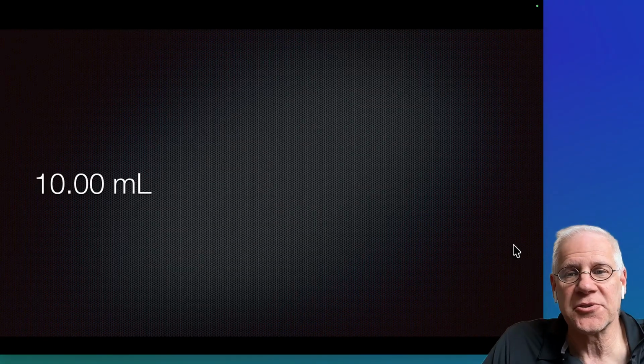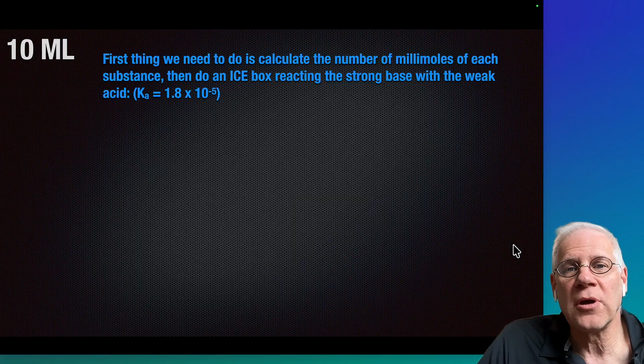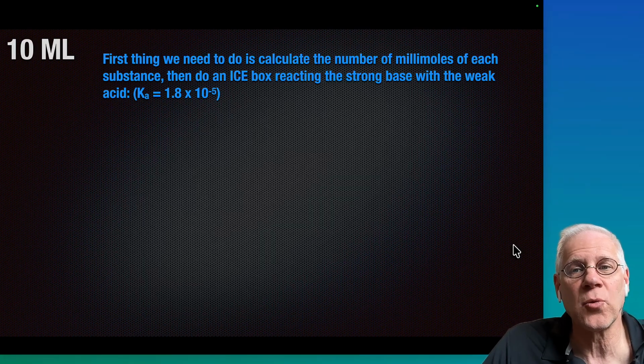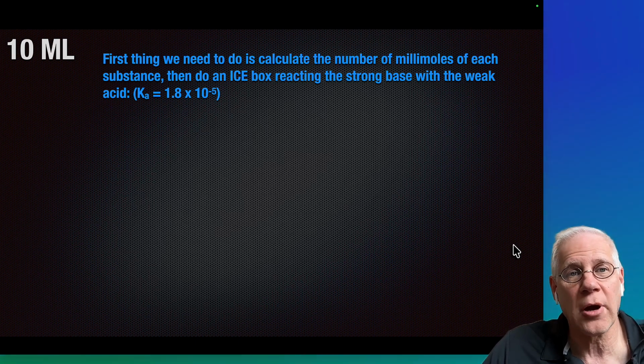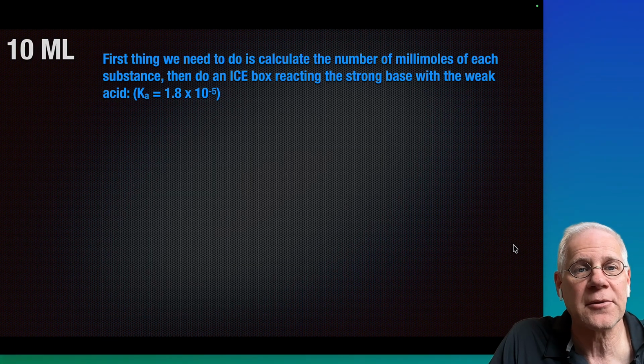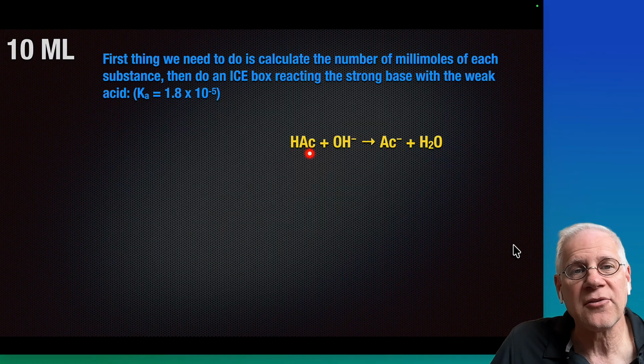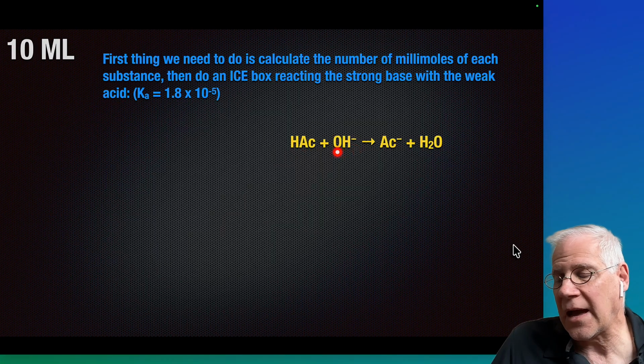All right, so let's start with the first one, 10 milliliters of added base. The first thing that we'll do is calculate the number of millimoles of each substance. We'll set up an ICE box where we're reacting the strong base with the weak acid. We need to do that before we consider any equilibrium. The equilibrium will set up after you have a strong base or strong acid reaction with your weak titrant in the flask.